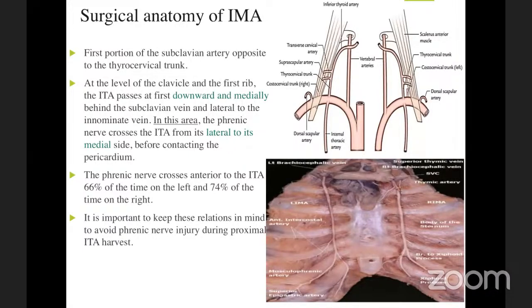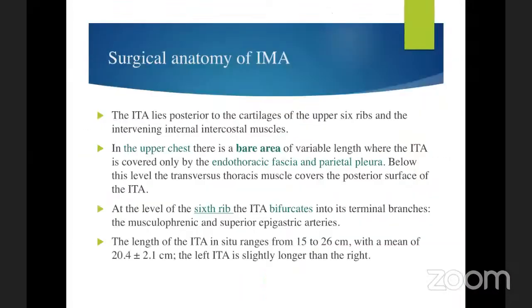In this area, the phrenic nerve crosses the internal thoracic artery from its lateral to its medial side before contacting the pericardium. The phrenic nerve crosses anterior to the internal thoracic artery 66% of the time on the left and 74% of the time on the right. It is important to keep this relation in mind to avoid phrenic nerve injury during proximal internal thoracic artery harvesting.